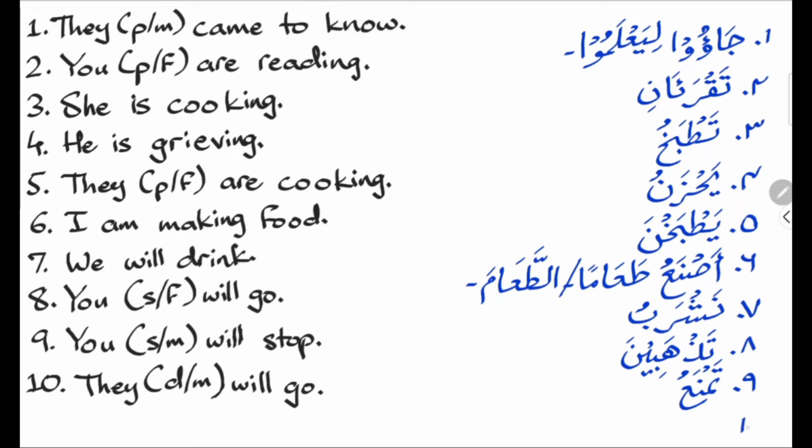And lastly, we have they, dual male, will go. Go, again in Arabic is ذهب. Bring that on the wazn of they, dual male, will do, which is تثنية مذكر غائب, and we get يفعلان. So يذهبان.